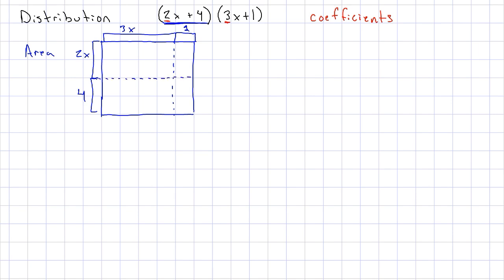I should have done that in a different color, I apologize. I end up splitting the rectangle into 4 smaller rectangles, and then I add all of those up. So the larger blue rectangle is equal to the sum of all these smaller rectangles.